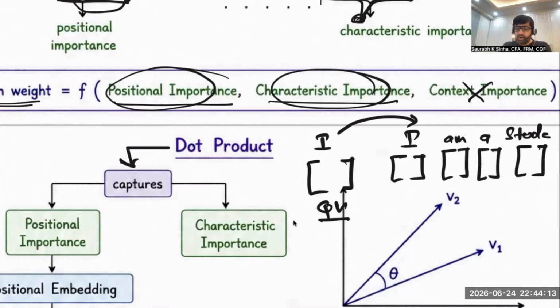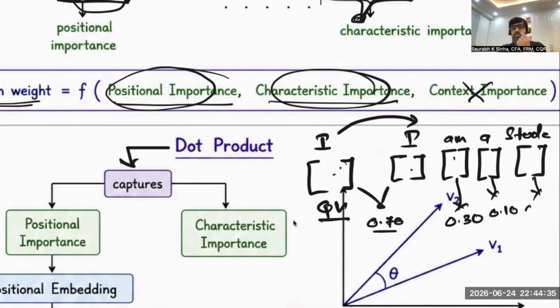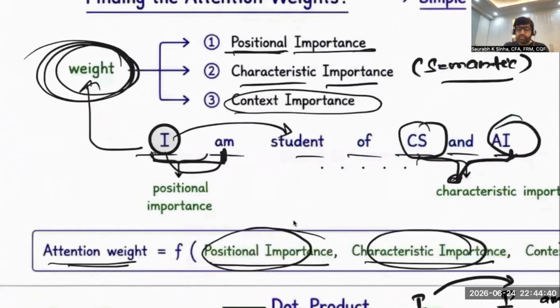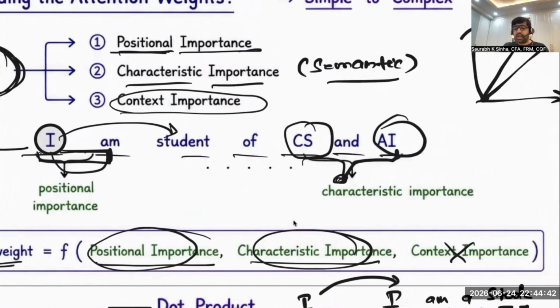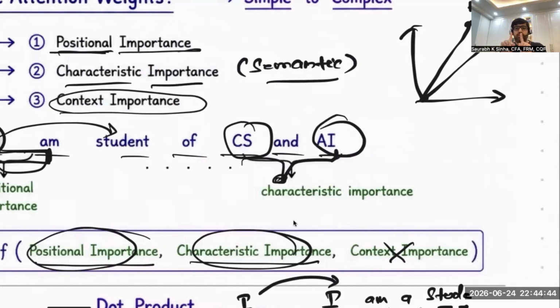If I simply do a dot product between "I" and "I," I'll get a number. That number would be a single number, say 0.70. That is a weight. Then I'll do a dot product between "I" and "am." That is going to be a weight. Between "I" and "a," that is going to be a weight. Then "I" and "student," that is going to be the weight. And that weight carries the information, the positional nearness and also characteristics nearness between two tokens.